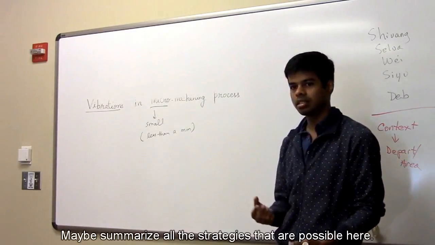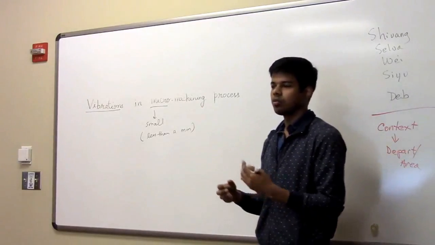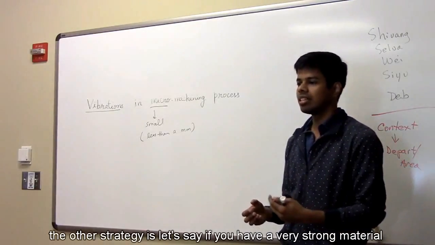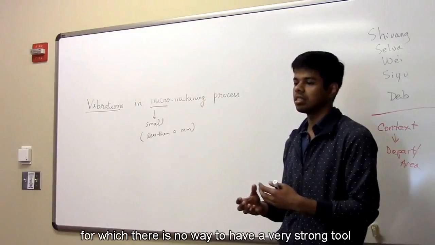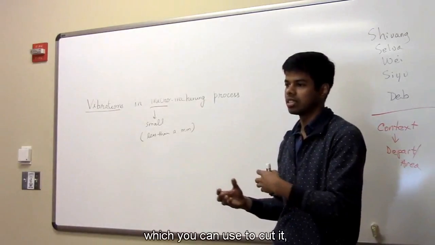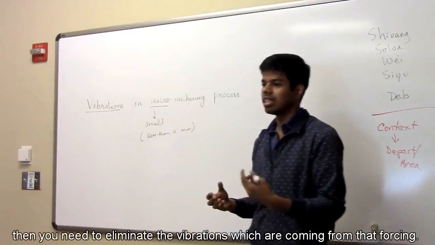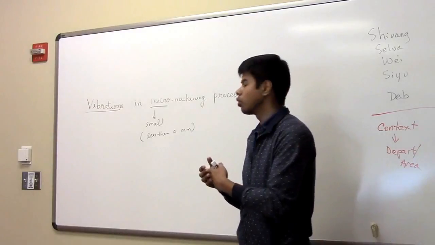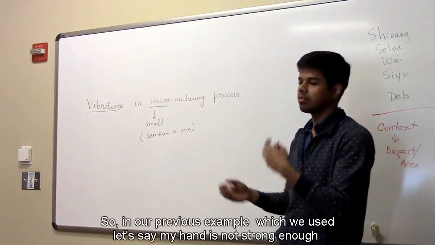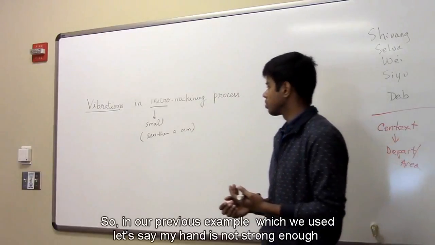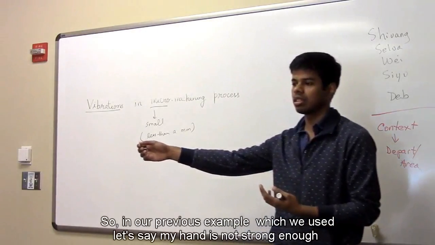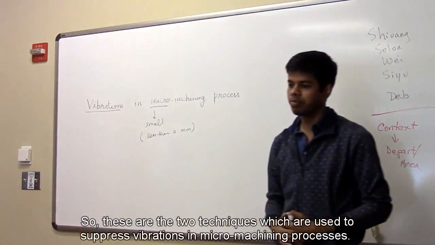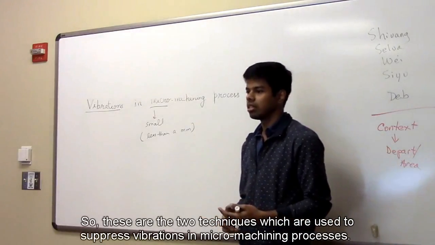Well, maybe you can do that. Maybe summarize all the strategies that are possible here. One strategy is changing the design of the system itself. The other strategy is, let's say you have a very strong material and there is no way to have a strong enough tool to cut it, then you need to eliminate the vibrations which are coming from that forcing. In our previous example, if my hand is not strong enough, then I can use a support here to basically remove the vibration. So these are the two techniques which are used to suppress vibrations.